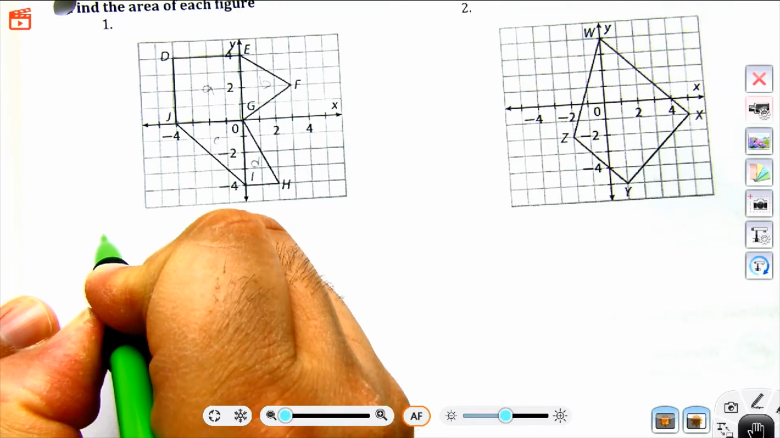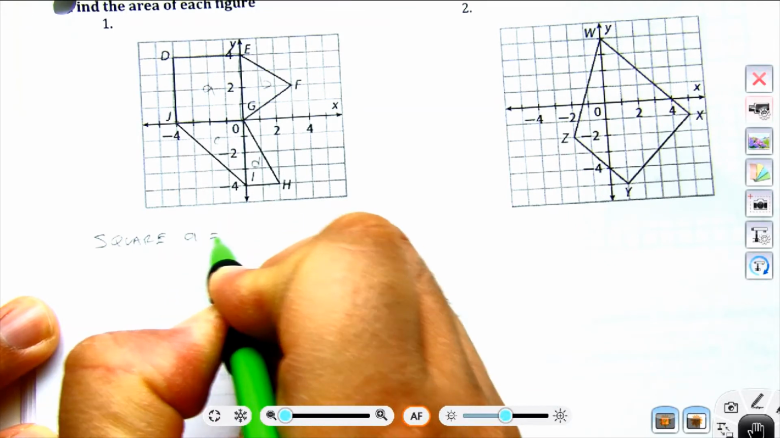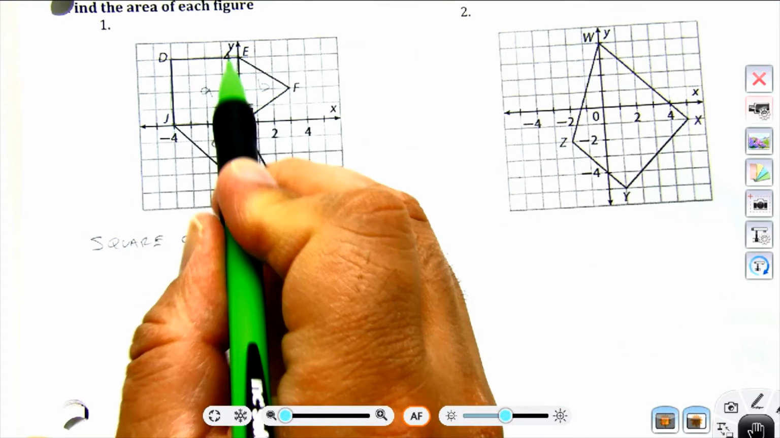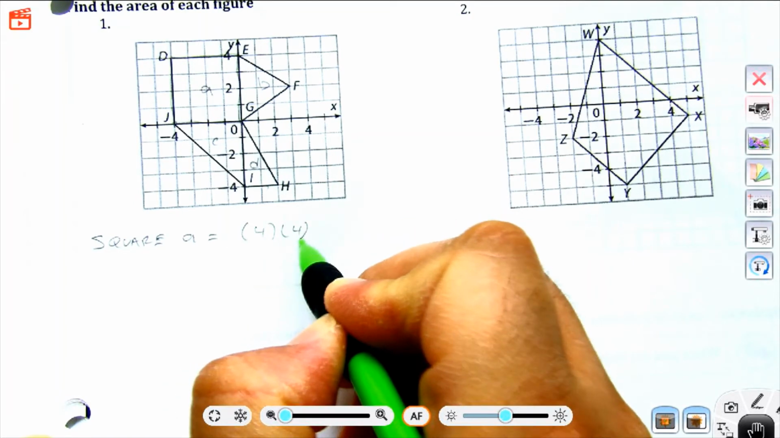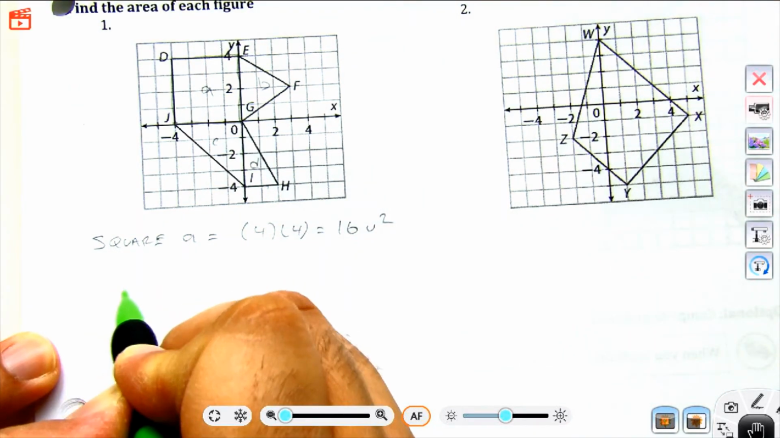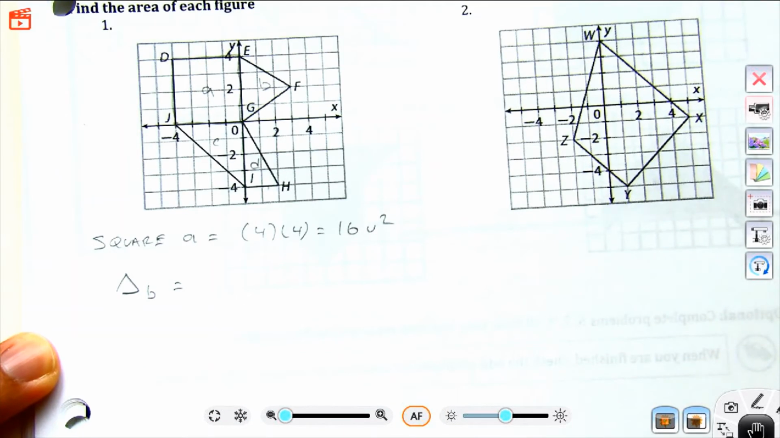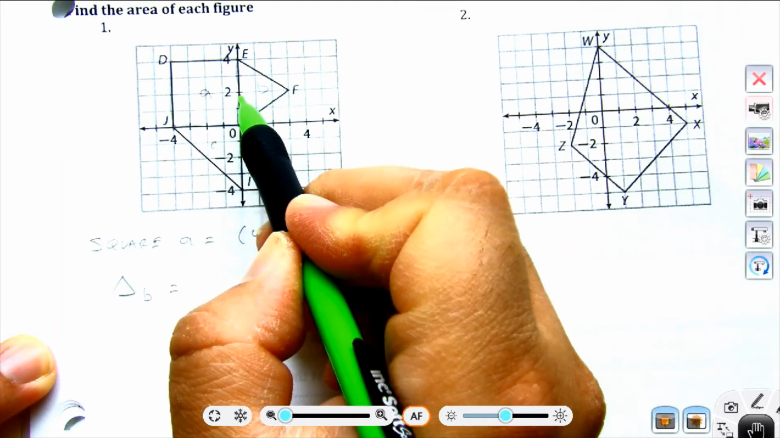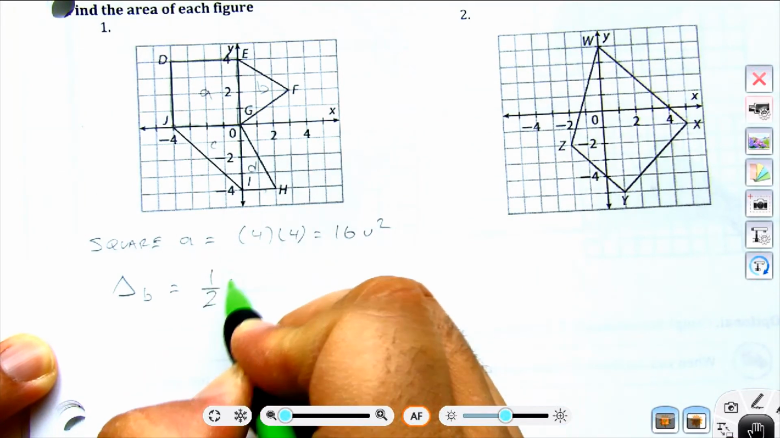To find the area of square A, we find the base times the height, so 4 times 4 is equal to 16 units squared. Next, we're going to look at triangle B. The base is 4 and the height is 3. The formula for the area of a triangle is 1/2 the base times the height. 4 times 3 is 12, half is 6. So this is 6 units squared.